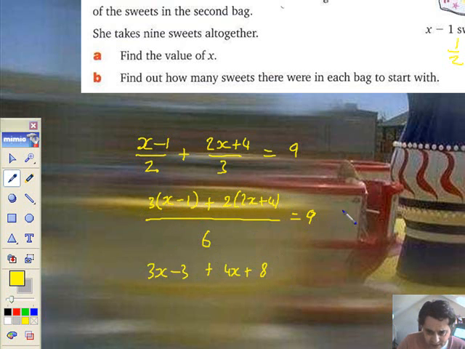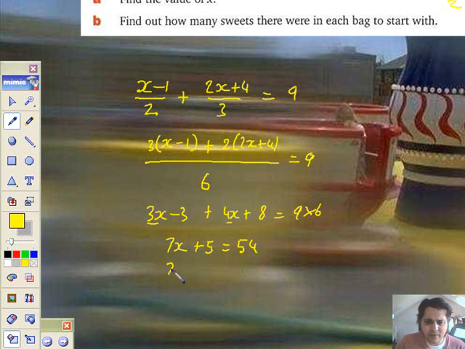I've already taken my 6 next door, so that's going to be 9 times 6, I better write it down for you. 3 and 4, I've got 7 x's. Please watch this, boys and girls. Minus 3 plus 8 is plus 5. Think about it. 9 sixes, 54. Take away the 5 next door, and that'll give us 49. Is that lovely? We know 7 sevens are 49. x is 7. Beautiful sum.